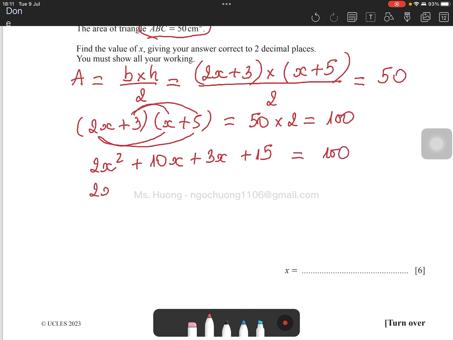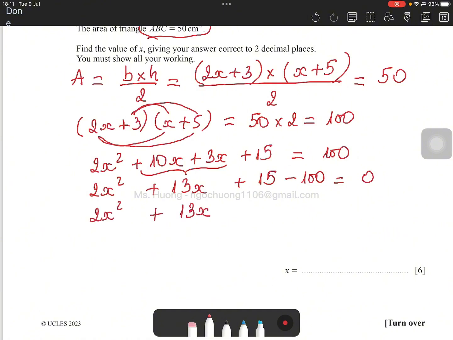Now we continue to simplify this. 2x squared. 10x plus 3x is 13x. And then we add 15. Then we also subtract both sides by 100, so the right-hand side is 0 now. Continue to simplify this, so we get 2x squared plus 13x minus 85 equals 0. This is a quadratic equation where a is 2, b is 13, and c is negative 85.